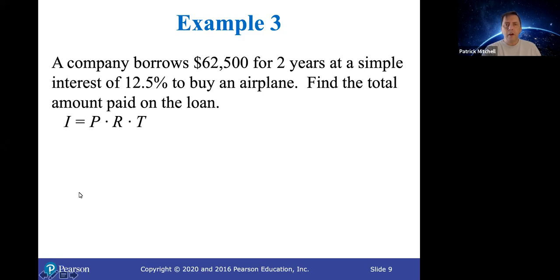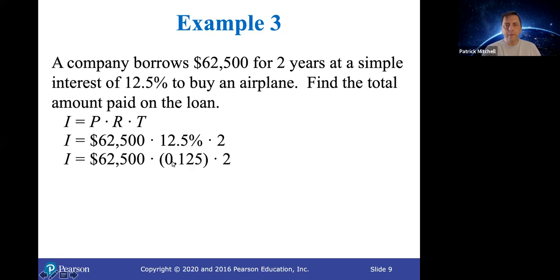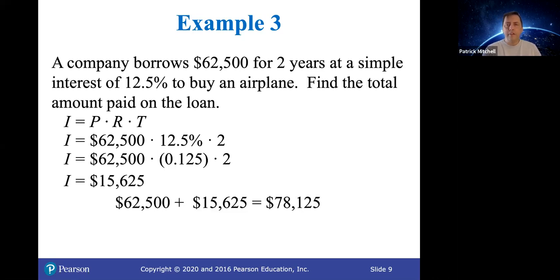I equals PRT. The principal is $62,500. The rate is 12 5/10%. T equals 2. Change 12 5/10% into a decimal. And when you crunch those numbers, that comes out to $15,625. Now that's the interest. They asked for the total amount paid. So we'll add that amount to the principal and we get $78,125.